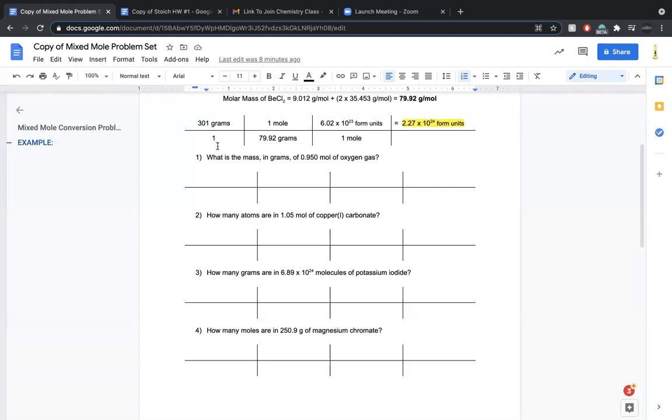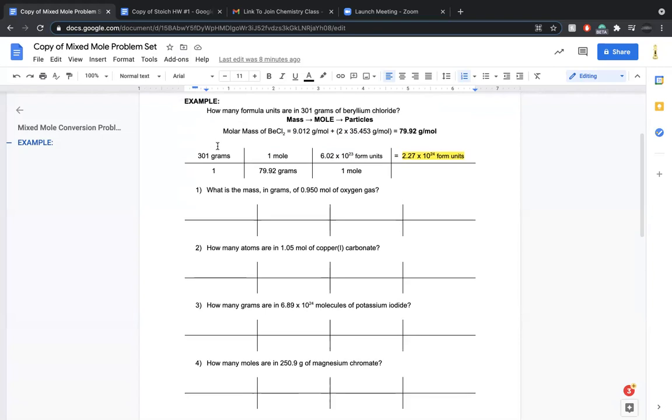Fantastic. So we're trying to find the mass in grams of this many moles of oxygen. They have something above to help us out, so let's use that as a guide. We always want to put the quantity we're given in the very first cell, the very top left cell. We have this many moles.